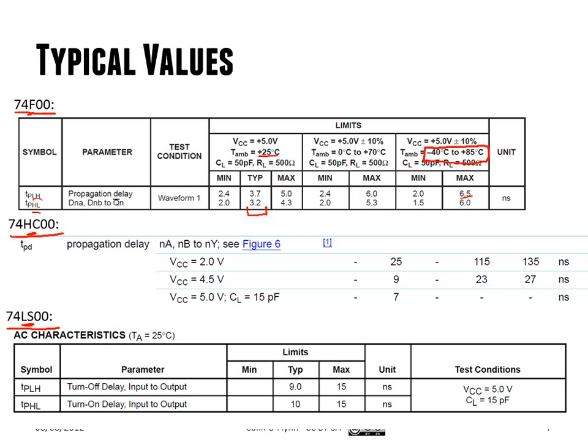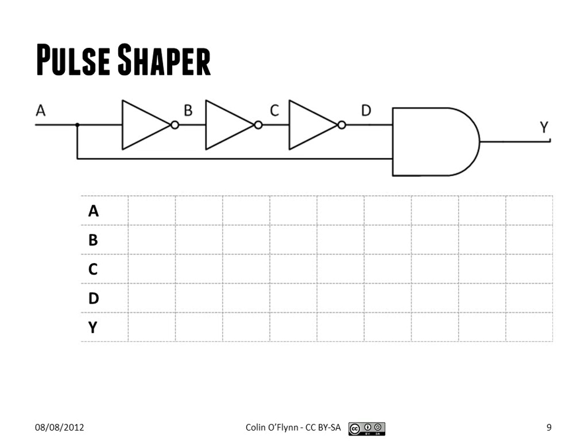Other families, it might be worse. So this HC series, it's saying typically it's around 7 nanoseconds, so the typical is already higher. But if we're at a lower voltage, so 2 volts instead of 5, it could go up to 135 nanoseconds for a wide range of temperatures, maybe. And again, the LS, just another logic family, we see different typical characteristics altogether. So this is at 5 volts and ambient temperature. So that gives you some idea of what real gate delays are.